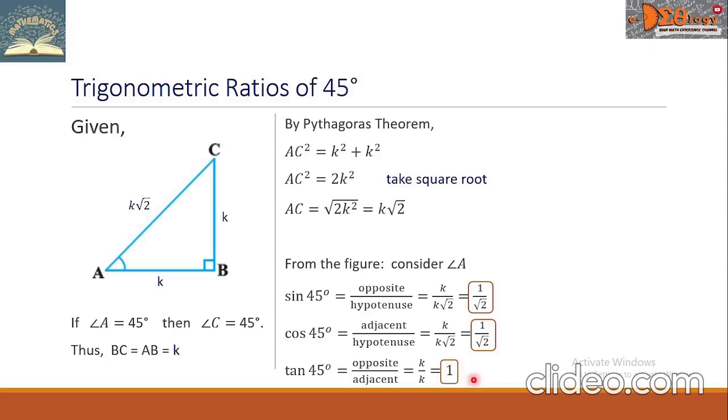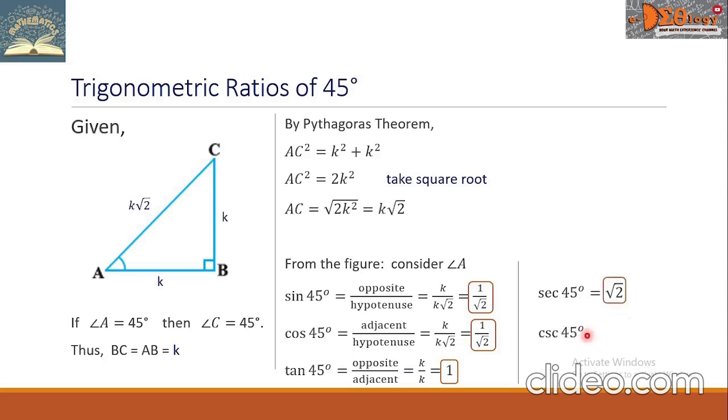Now let us write the remaining 3 trigonometric ratios. Let's begin with secant A or secant 45 degrees. We know that secant is the reciprocal of cosine. So secant 45 degrees is the reciprocal of this value. So this is equal to square root of 2.